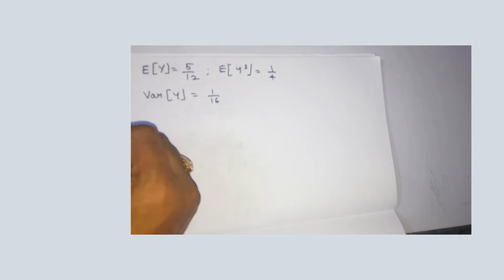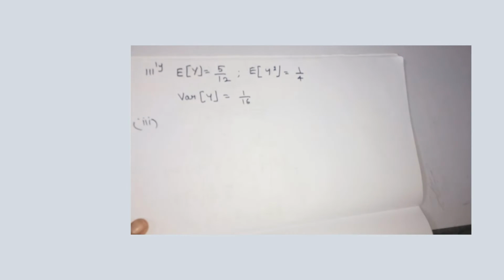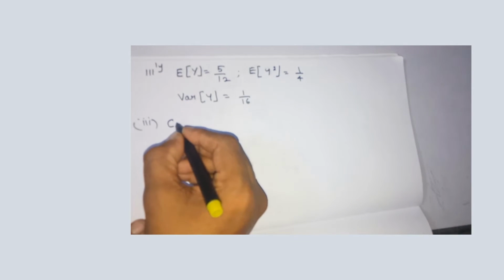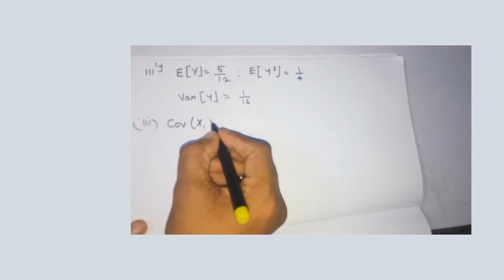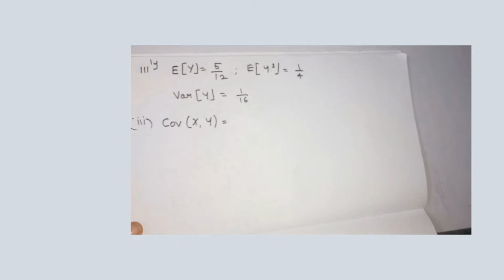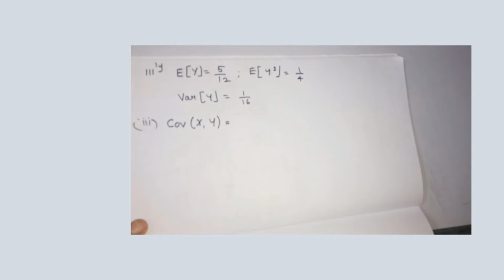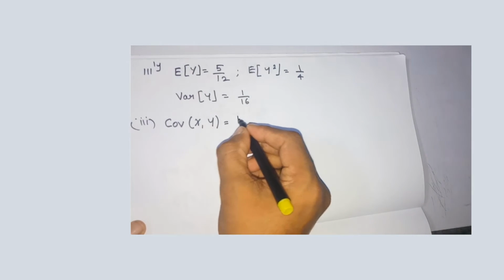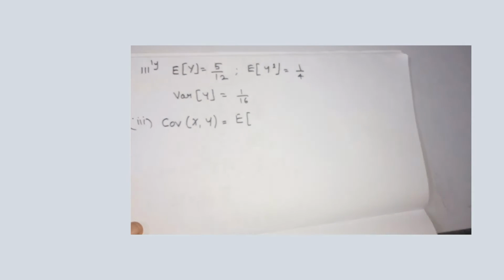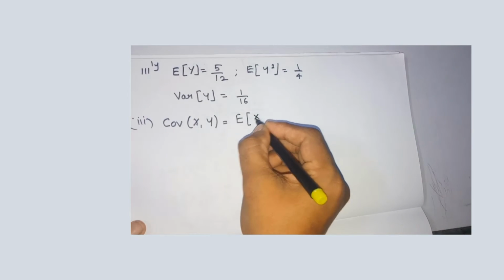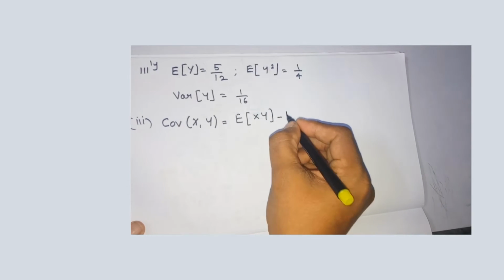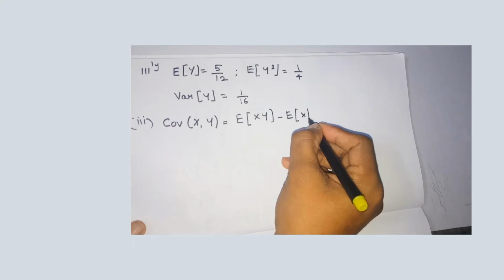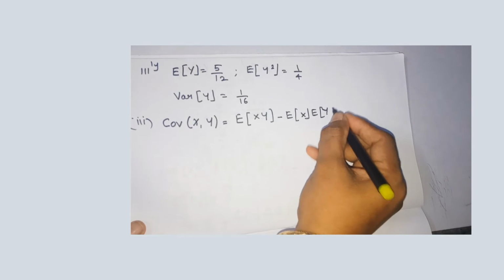Now, the last bit says to find the covariance of x comma y. In order to find the covariance of x comma y, the formula is expected value of xy minus expected value of x into expected value of y.